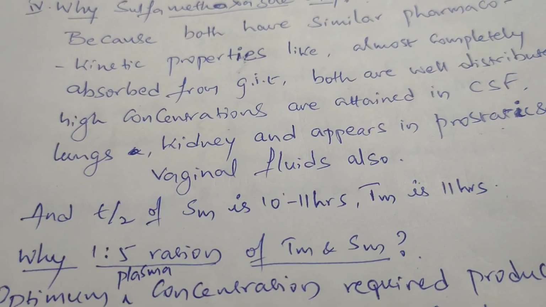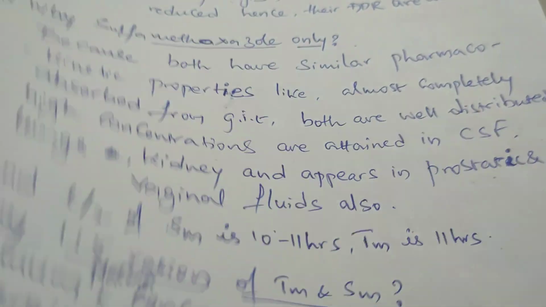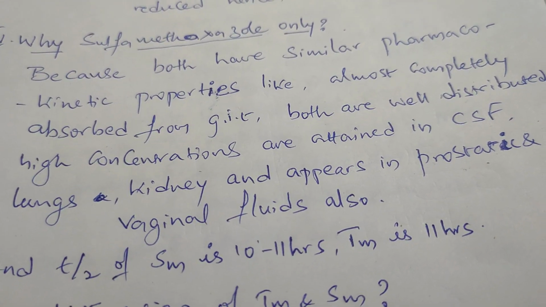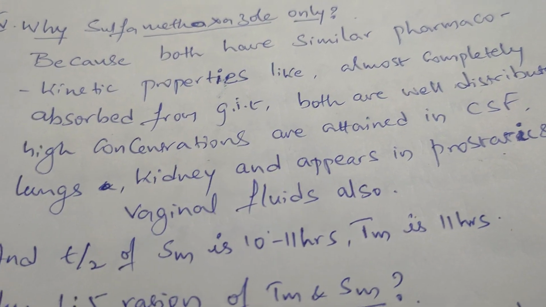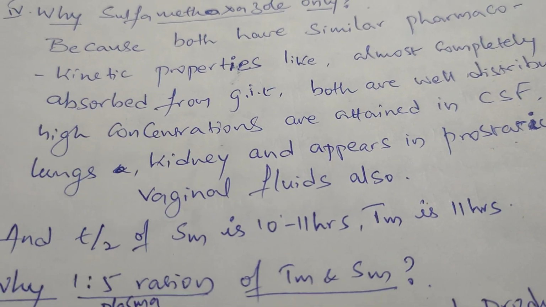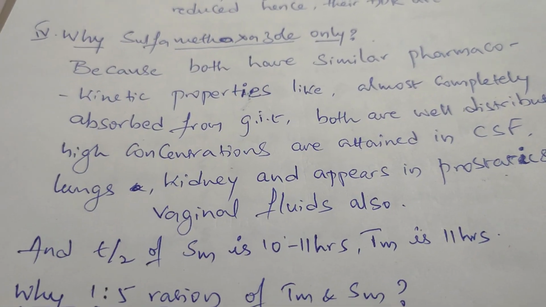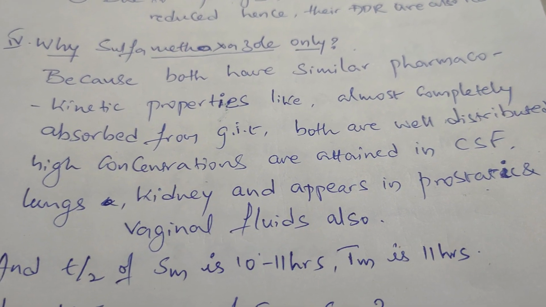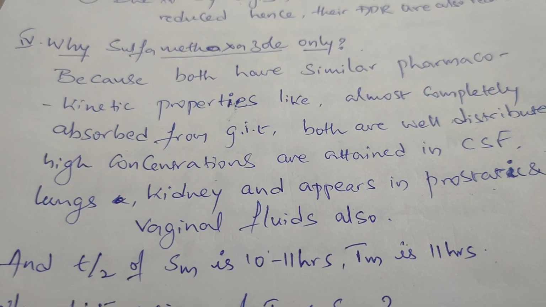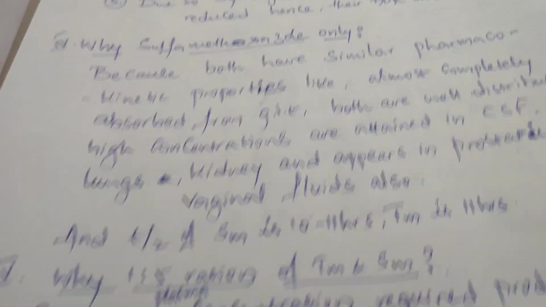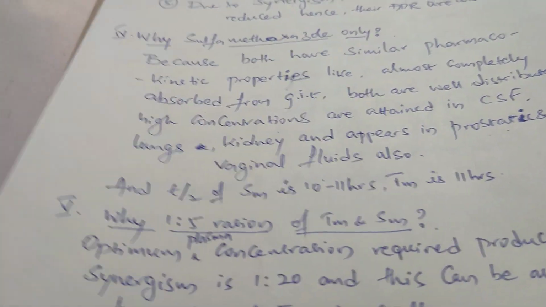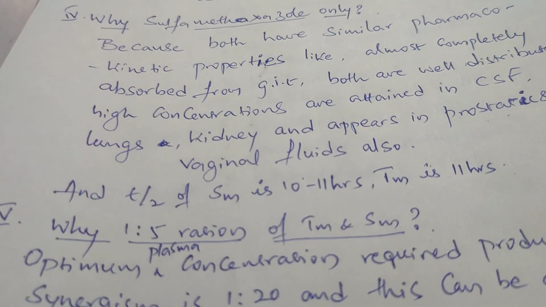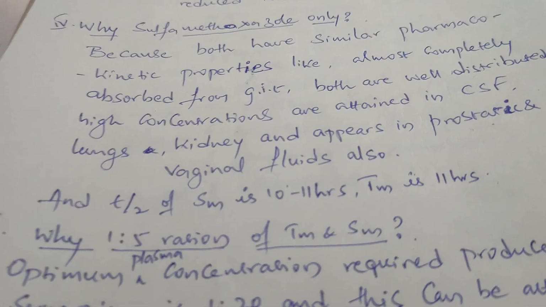Then another thing is the biological half-life of sulfamethoxazole is around 10 to 11 hours, whereas the half-life of trimethoprim is 11 hours. So even their biological half-life is the same. When all these things are similar, that forms a rationale for this combination. That's why sulfamethoxazole is combined with trimethoprim. This is the reason. Then the next question is, why are sulfamethoxazole and trimethoprim used in a 1:5 ratio? That is, 1 portion of trimethoprim and 5 portions of sulfamethoxazole. Why not any other ratio?